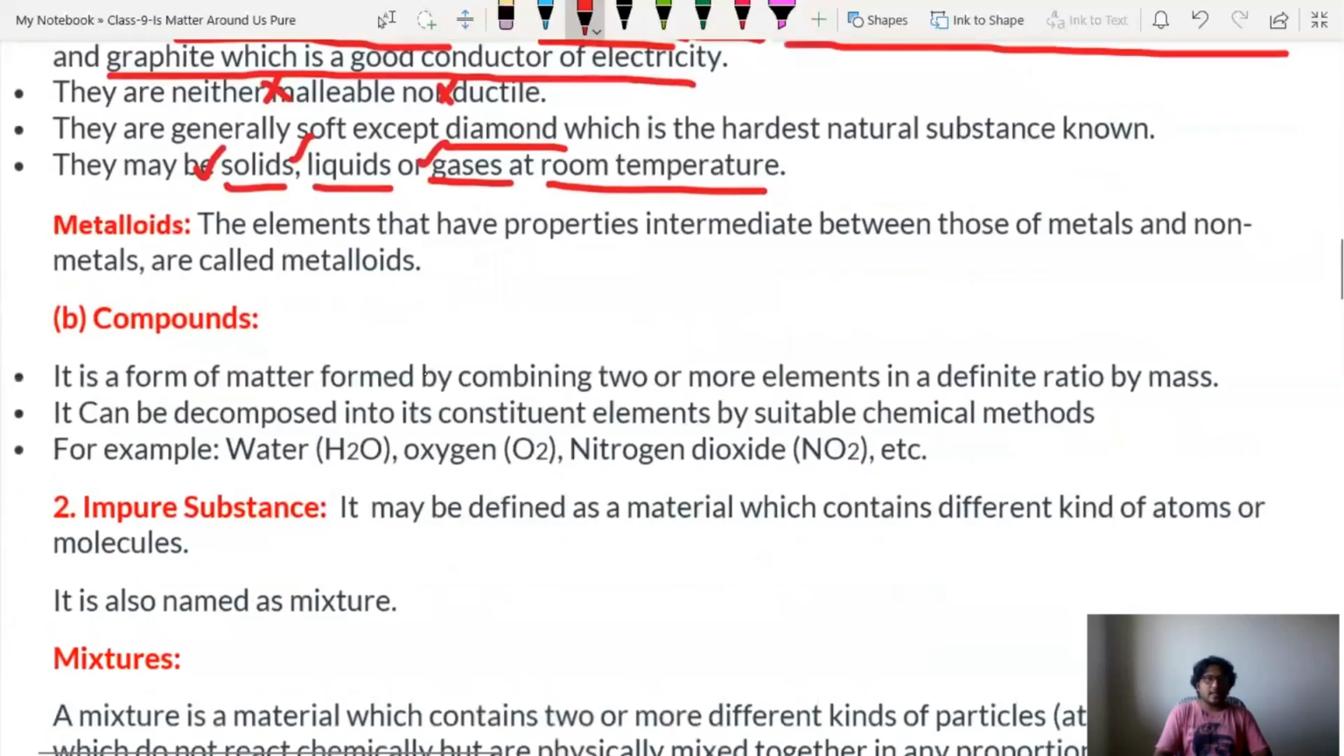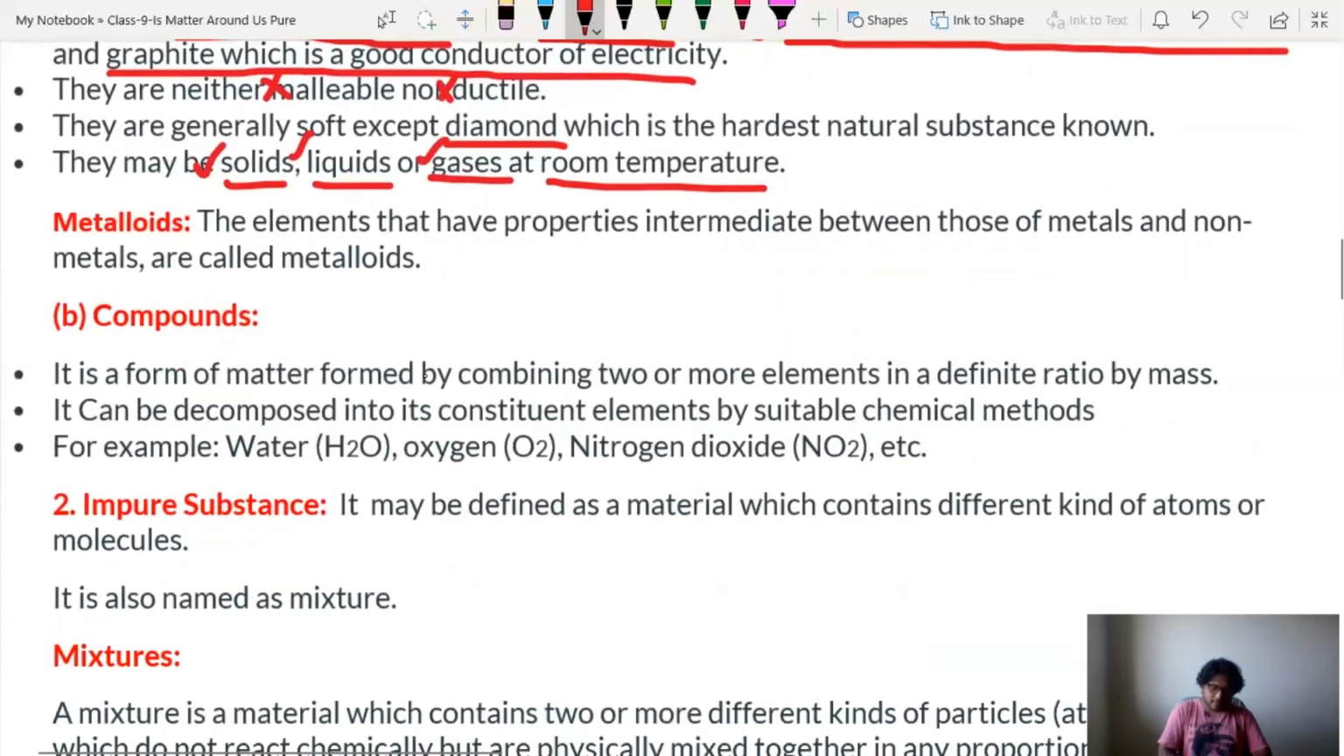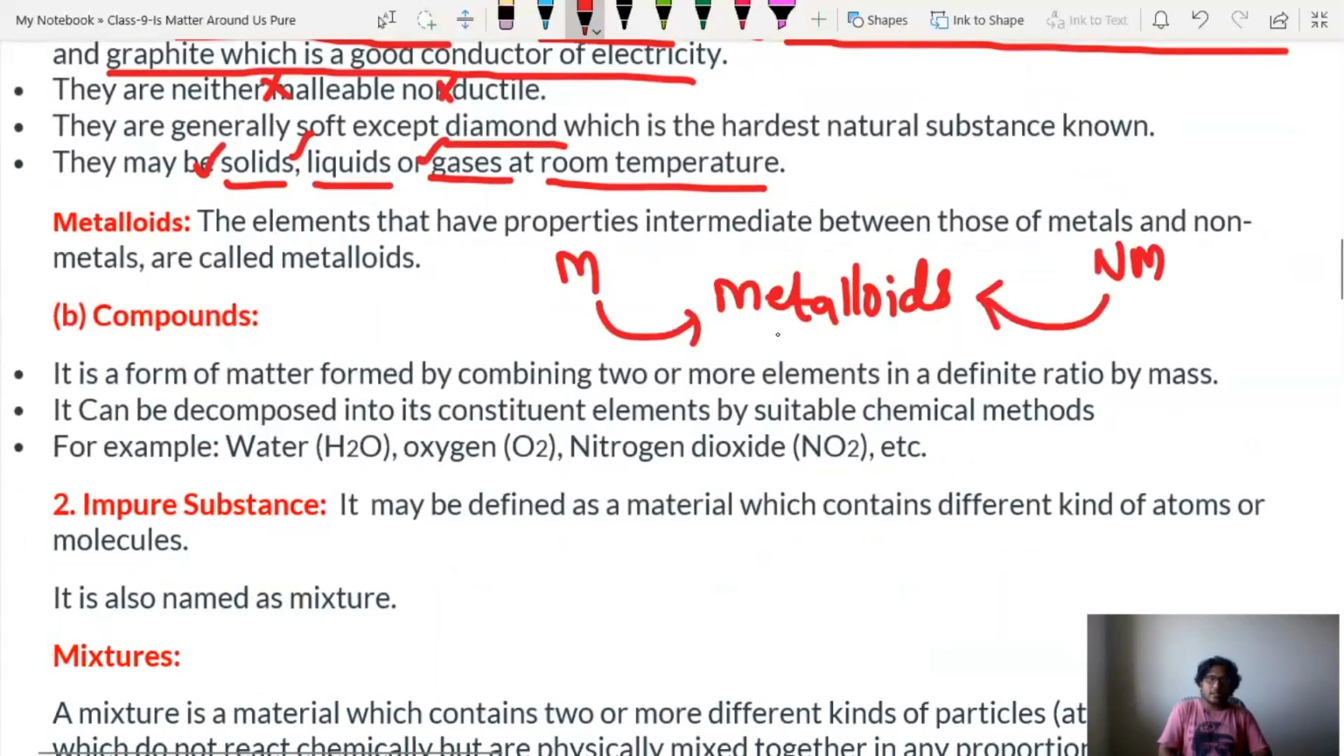And we have another word, that is metalloid. What is meant by metalloid? The elements which have properties intermediate between those of metals and non-metals. Simply to say, metalloids will have properties of metals and at the same time non-metals. Metalloids will acquire properties of both metals and non-metals. Then we have compounds. Already we have discussed what is a compound.